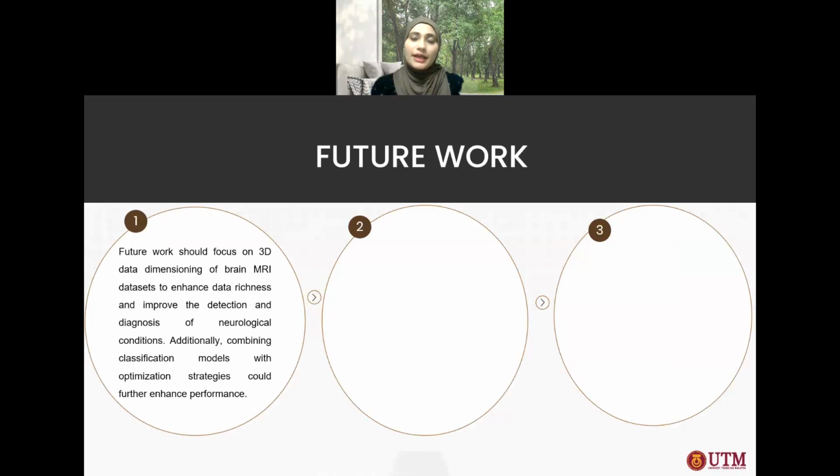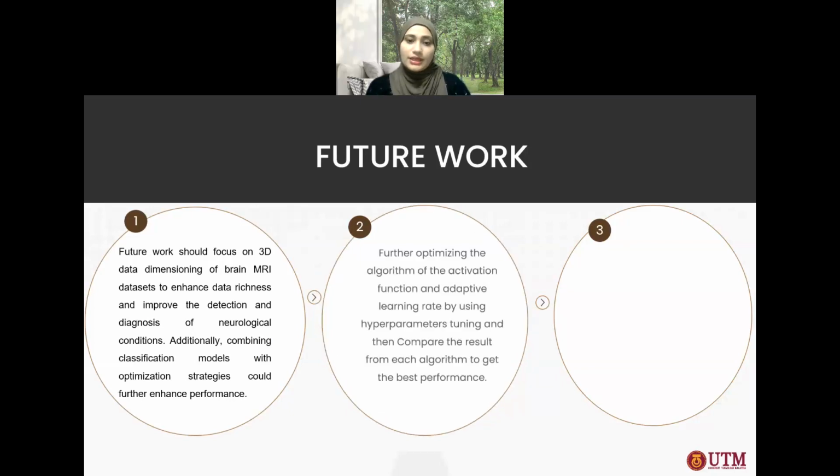The future work can be done because in my research I have used 2D, which is two-dimensional MRI images, but for better learning, in order to train our machine well, we can use 3D, which is 255 by 255 by 3, and then improve the detection and diagnosis of neurological conditions. Additionally, combining classification models with optimization strategies. For me, I used the Adam optimizer. So maybe we can play there, optimize, and tune the parameters of the neural networks in order to get a good result. Then of course, as I said just now, the activation and the learning rate.